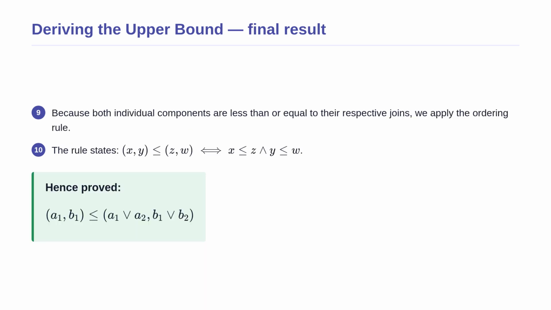This brings us to the final step of our derivation. Because both individual components are less than or equal to their respective joins, our rule for ordering pairs tells us that the first original pair is less than or equal to the combined pair. By applying the exact same logic to the second pair, we can easily see it is also less than or equal to this combined pair. Therefore, we have successfully proven that the component-wise join acts as a valid upper bound for both original pairs. This confirms our formula works perfectly and logically, giving us earned understanding.